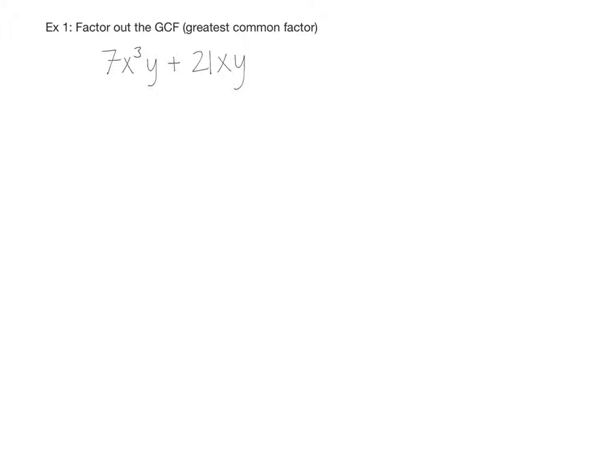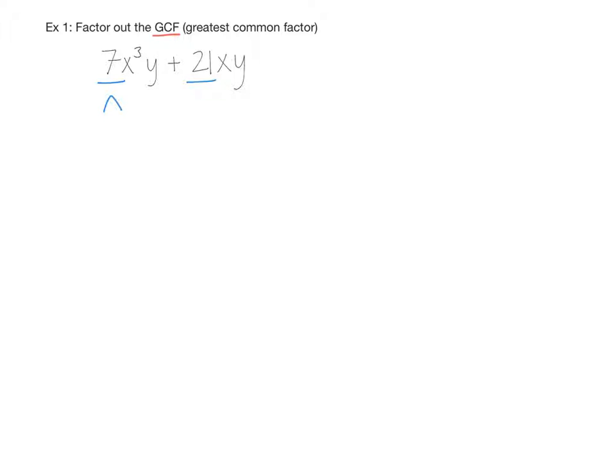Today, we're going to learn how to factor out the greatest common factor, also known as the GCF, out of some examples of polynomials. Here, we have a binomial since there are two terms. We want to come up with what common number goes into 7 and 21.